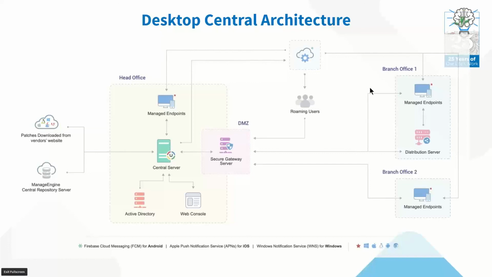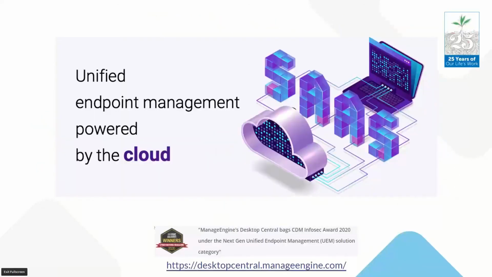If you're looking to manage roaming users, meaning users who are going to connect from the internet, you can use a component called Secure Gateway if it's an on-prem server. If it's the cloud application that we offer, then you do not require a secure gateway. So Desktop Central is available on cloud as well as on-prem. If you would like to try the cloud version of Desktop Central Unified Endpoint Management, you can go to the link shown on the bottom of the screen and utilize it.